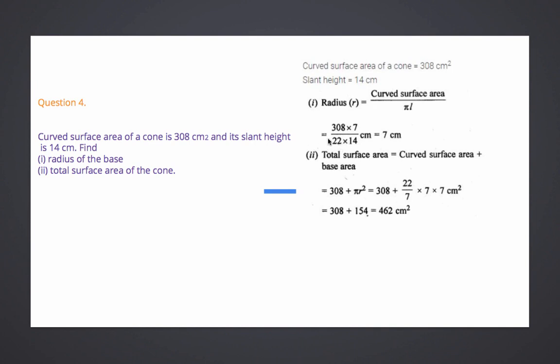Yes. 11 2 is a 22. 11 2 is a 22 again. And 11 is a 88. So working it all out, what do I get? 7 centimeter as the radius.